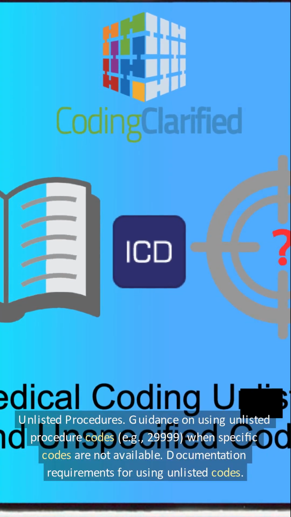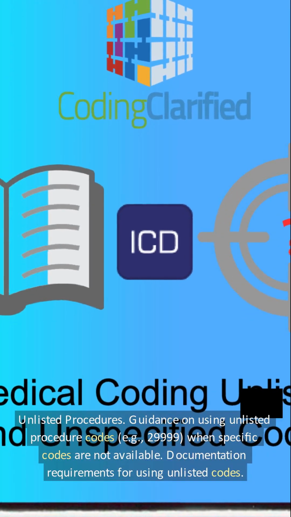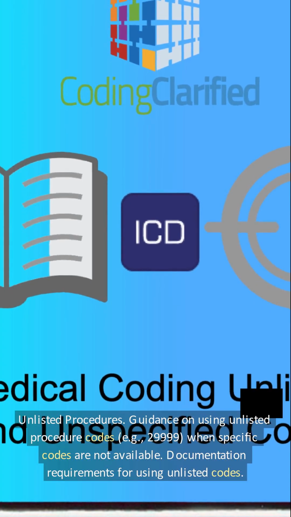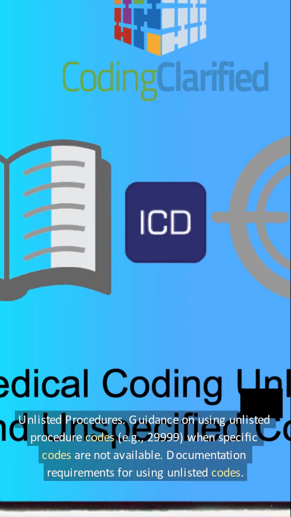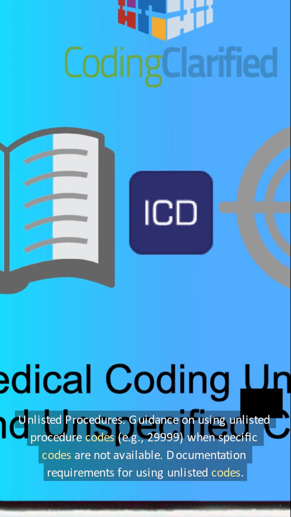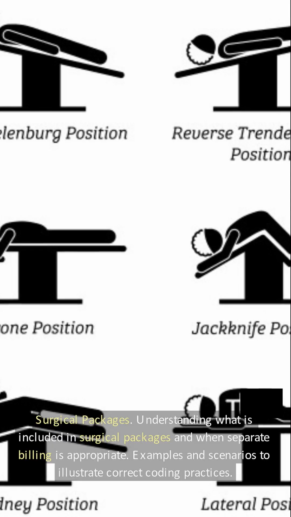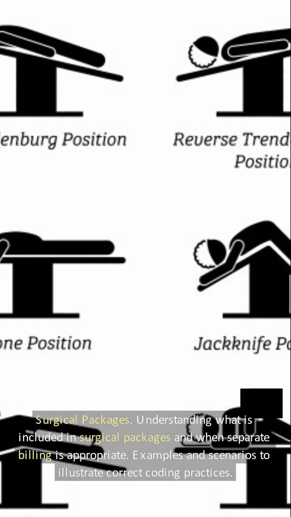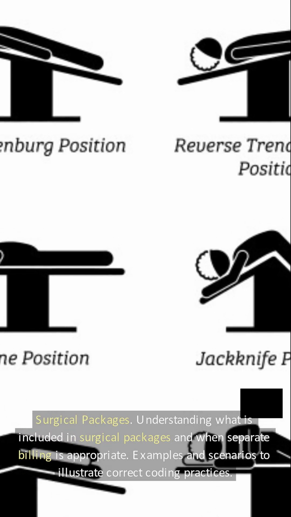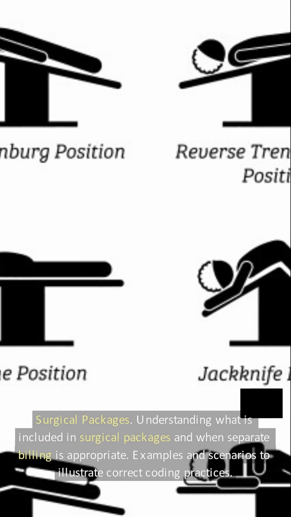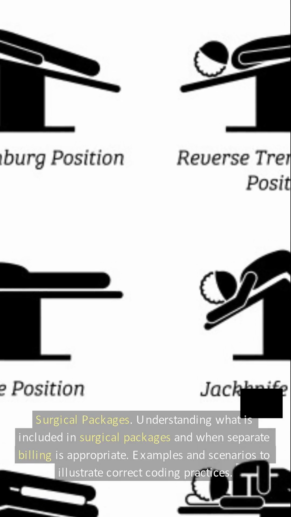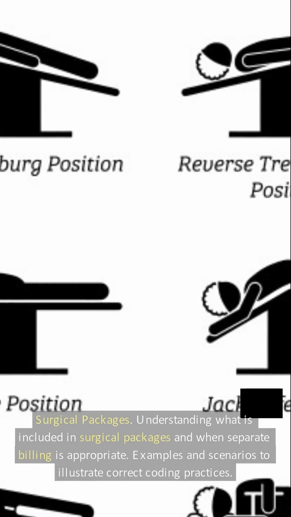Unlisted procedures: Guidance on using unlisted procedure codes, e.g., 29999 when specific codes are not available. Documentation requirements for using unlisted codes. Surgical packages: Understanding what is included in surgical packages and when separate billing is appropriate. Examples and scenarios to illustrate correct coding practices.